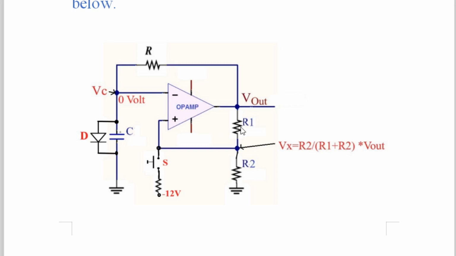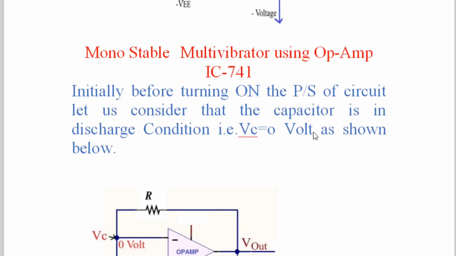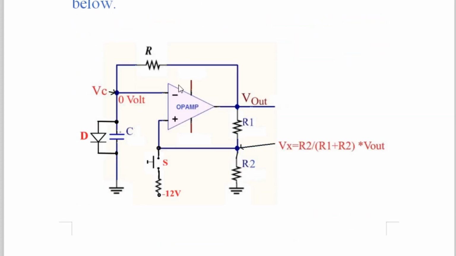Now here, initially, intentionally, you look at here, I have not marked any voltage over here and over here, means I have not written plus 12, I have not written minus 12 volt, because initially what I am trying to convey to you is that let us consider that the power supply is not turned on. I am not applying plus 12 and minus 12. I am simply making the connections for the circuit.